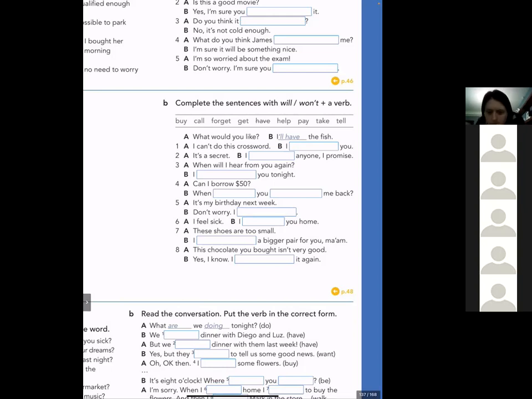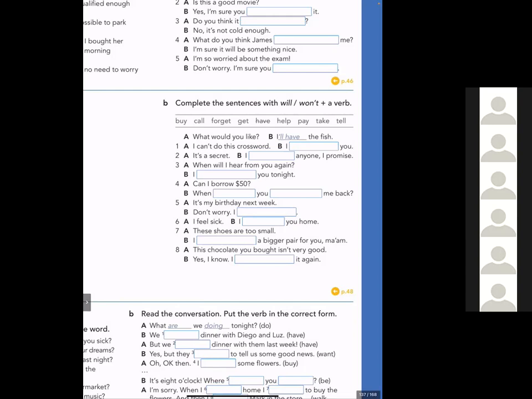Number 7, Danny. These shoes are too small. I will get a bigger pair for you. No, don't. It's like saying ma'am. Ma'am, like you belong, ma'am. ¿Qué significa? It is like madam, to refer to a woman as we would say in Spanish, like señora.